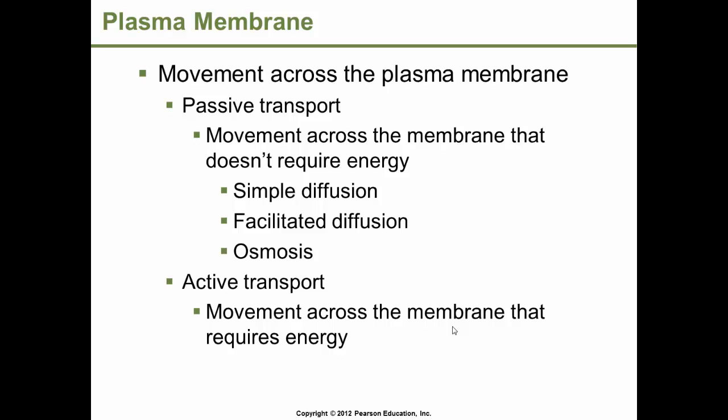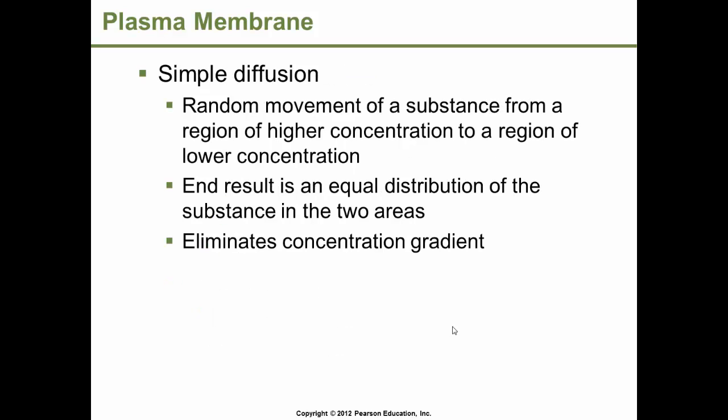Movement across the plasma membrane can be passive or active transport. Passive transport is movement across the membrane that does not require energy. Passive transport includes simple diffusion, facilitated diffusion, and osmosis. Active transport, on the other hand, is movement across the membrane that requires energy. So active is going to require energy in the form of ATP. Passive does not require energy.